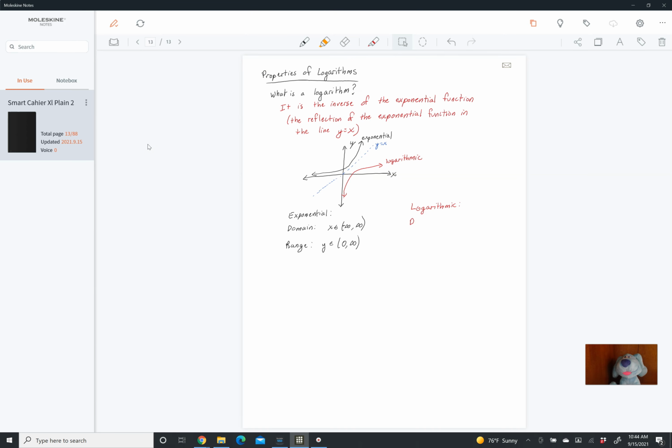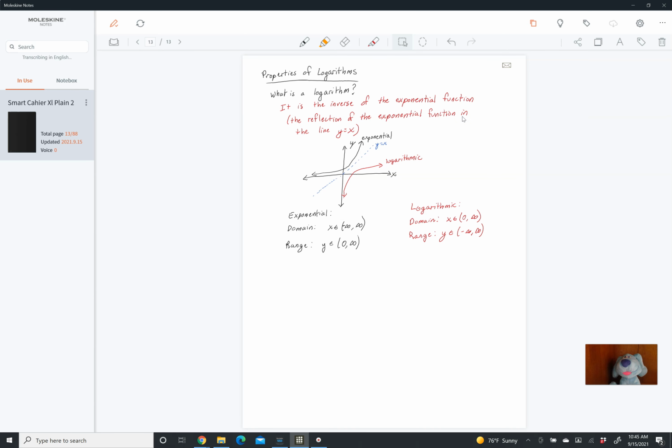So our domain, and we can see it on the graph, is any x value that's greater than 0. So it's exactly what the range was in the exponential. And you can see it here, that our x values do not go below 0 here. Okay, they approach 0, they never get to 0. And then our range is from negative infinity to infinity. And you could see that here, that our y values get lower and lower, and then they get higher and higher. Okay.